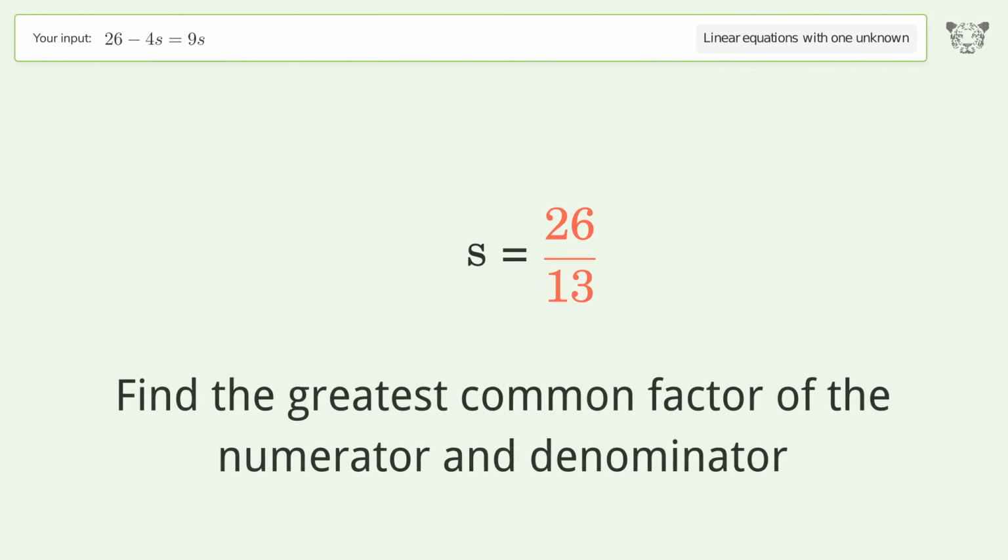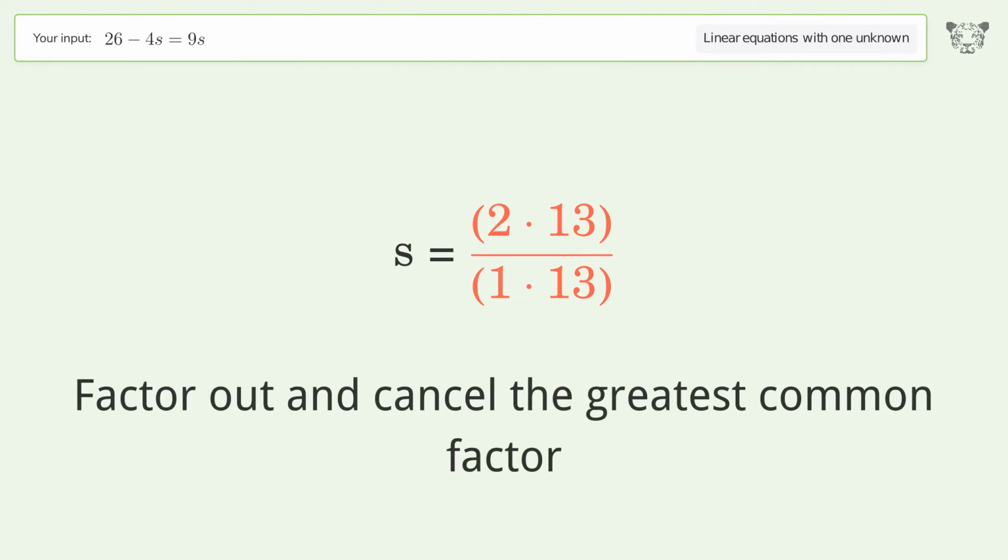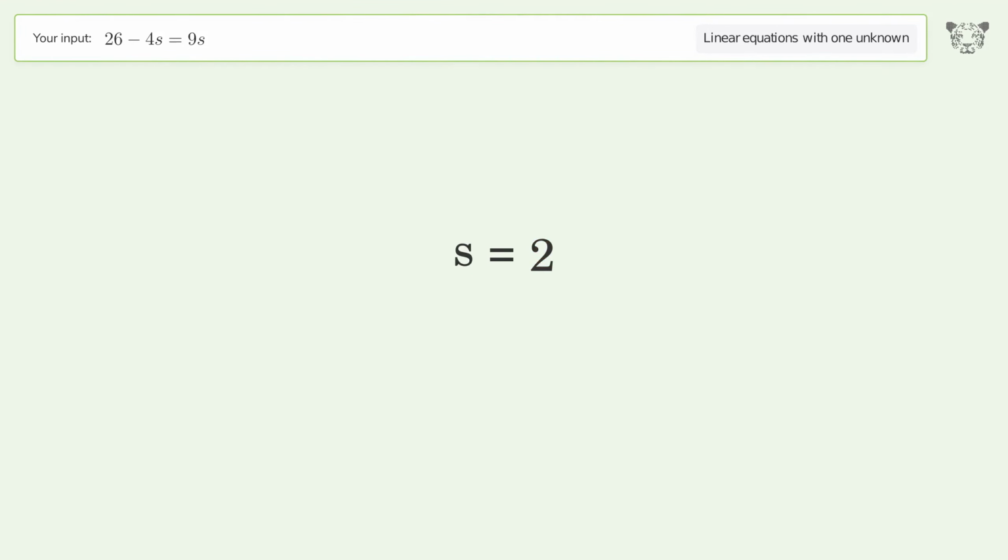Find the greatest common factor of the numerator and denominator. Factor out and cancel the greatest common factor. And so the final result is s equals 2.